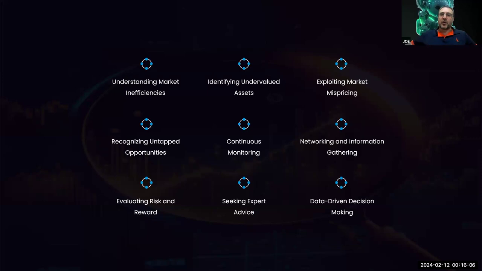Now, there's a whole host more of challenges. I'm not going to read all of these out. You can pause here if you wish, and you can read all of these for yourself. Understanding market inefficiencies, identifying undervalued assets, exploiting market mispricing. These are skills that take a long time to perfect and to really understand the markets. So there are many challenges in arbitrage, but in Boomerang, as you'll see, we overcome all of these challenges for you.